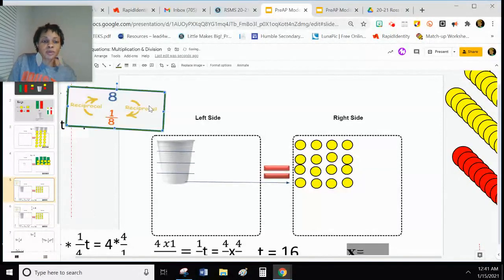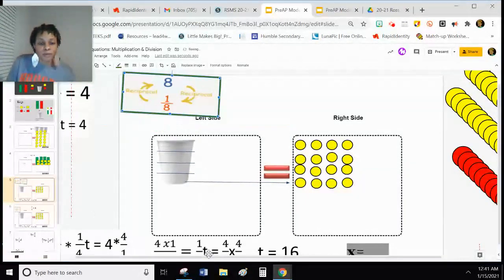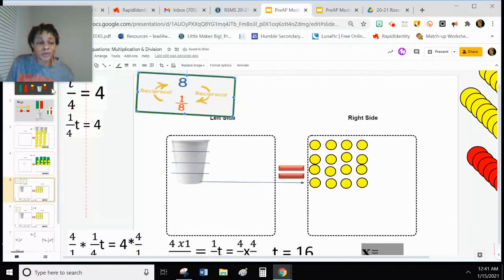We want to remember reciprocals, okay? Whenever we're talking about fractions and dividing fractions, which we don't do, we multiply by the reciprocal. That is what we're doing here. We're multiplying by the reciprocal. So we want to get rid of this 1/4 because t wants to be a what? Alone. We want to isolate and solve for the variable. So t wants to be left alone.